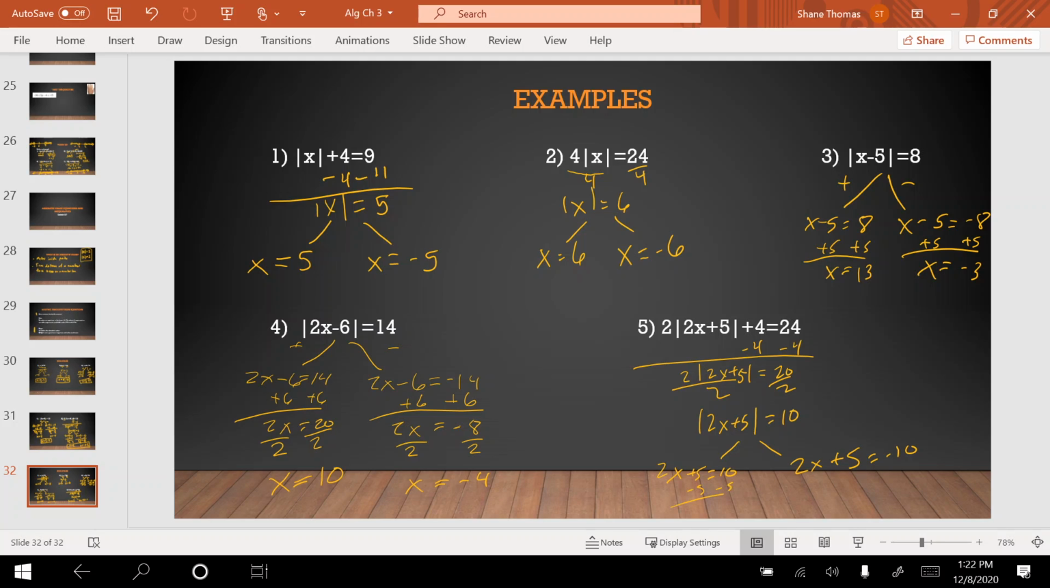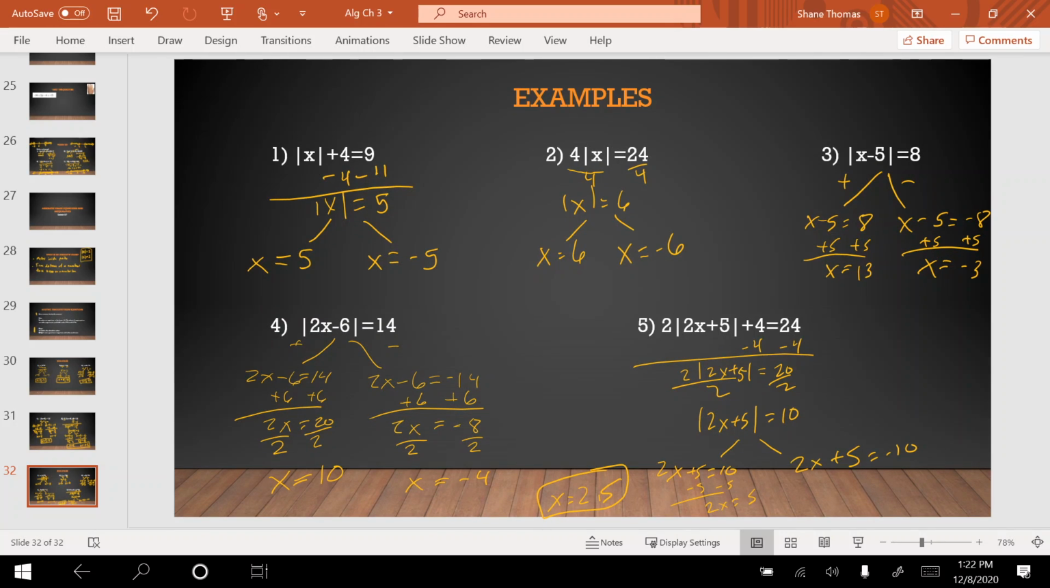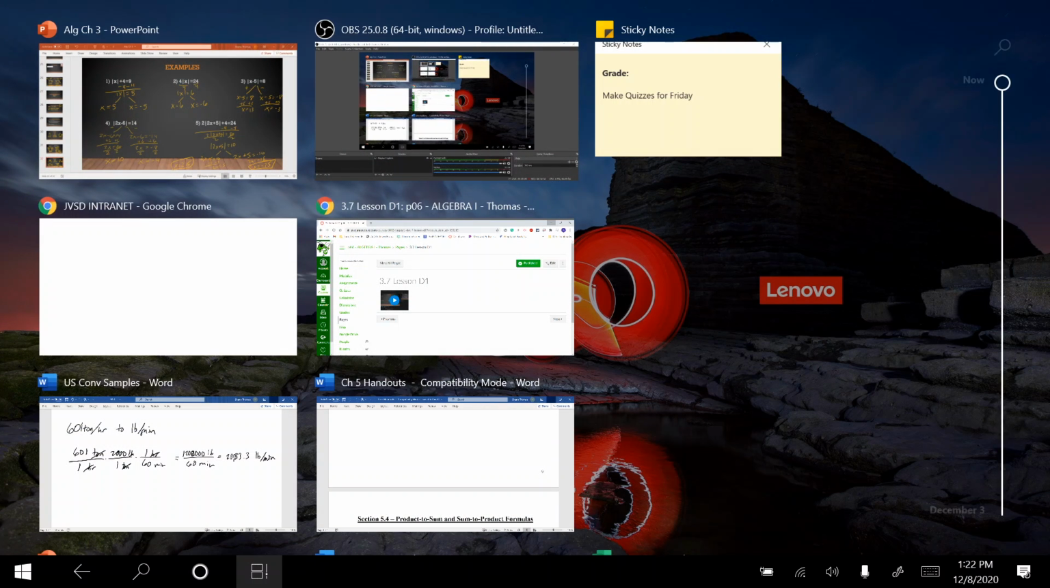Subtract a 5 and divide by 2. I'm running out of room and time. So this would be 2.5. X equals 2.5. Then over here, I subtract the 5. I get 2x equals negative 15. Divide both sides by 2. X equals negative 7.5. We are correct.